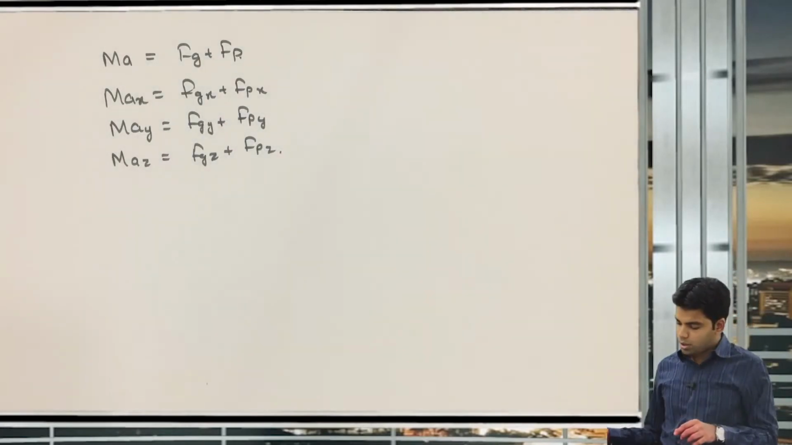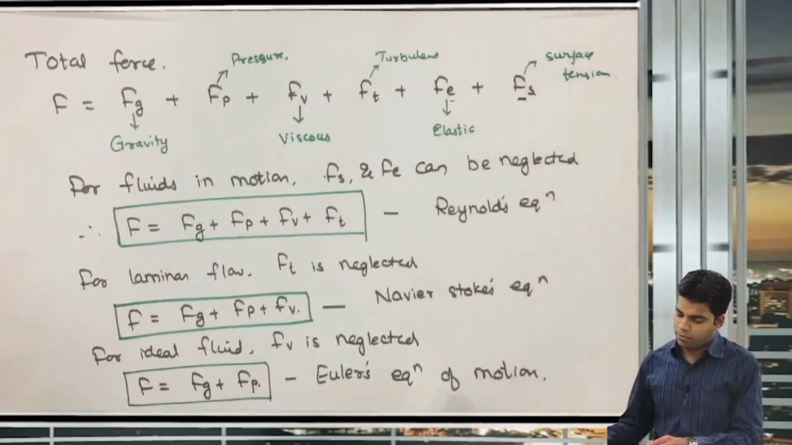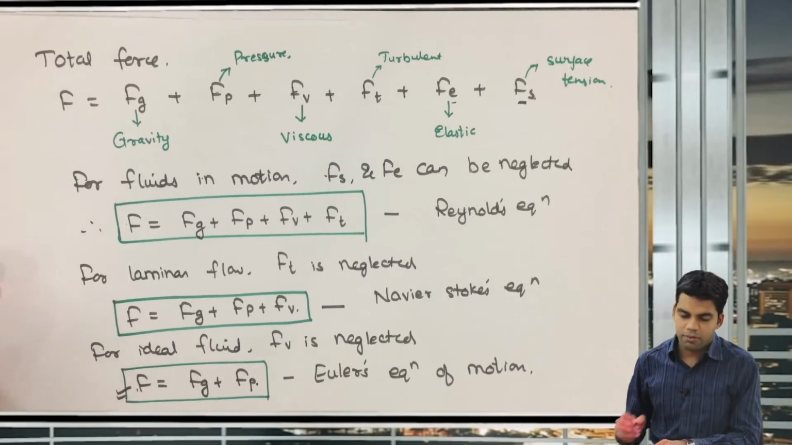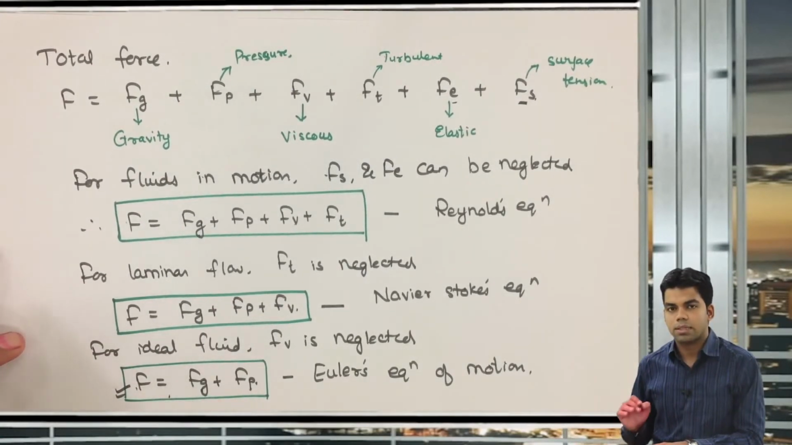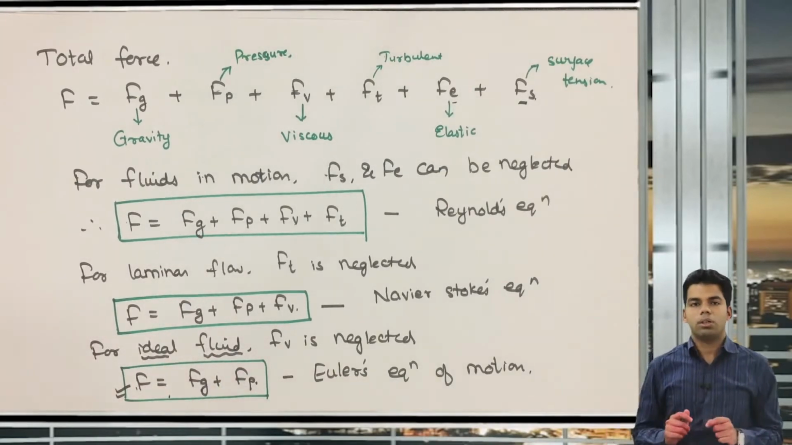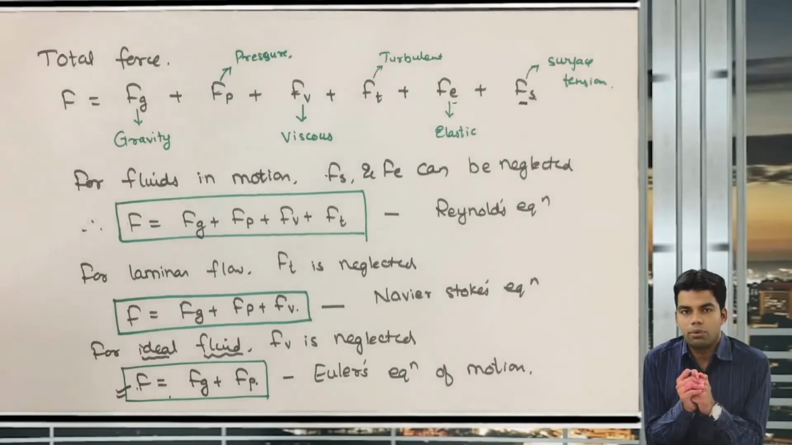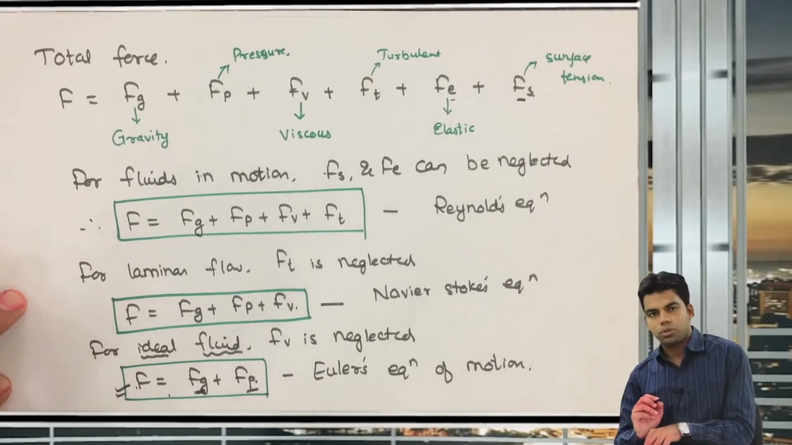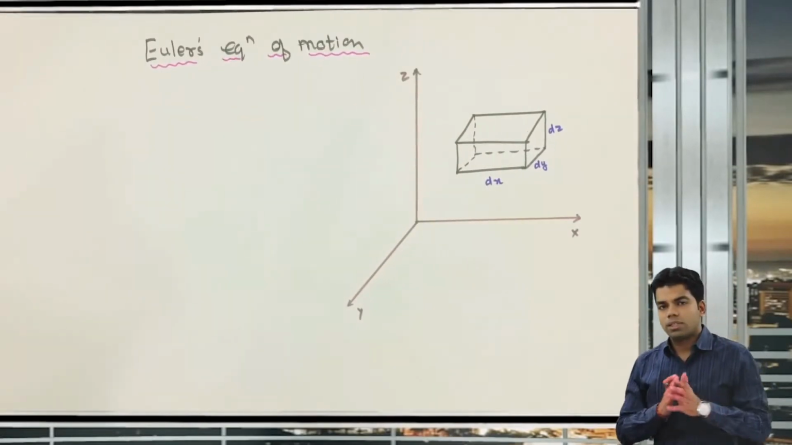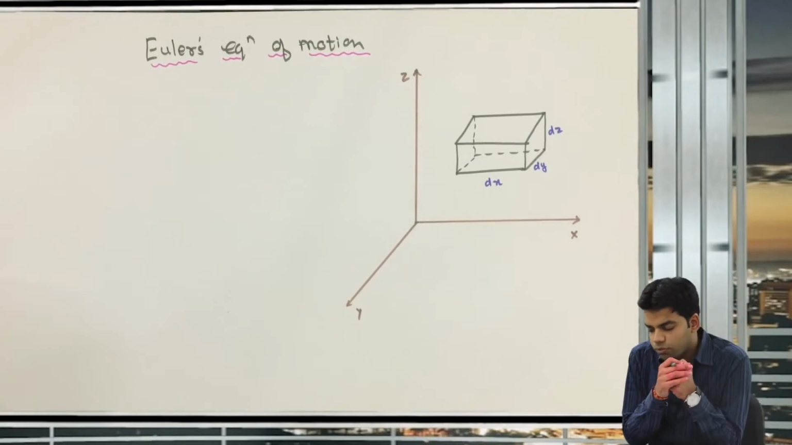So this is known as Euler's equation of motion: F is equal to Fg plus Fp. As I have told you, this Euler's equation of motion is only valid for ideal fluid and not for real fluid. It consists of only two forces: first the gravity force or body force, and second the pressure force. Getting this or not? Next we will derive this Euler's equation of motion.